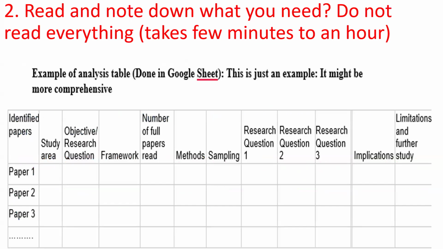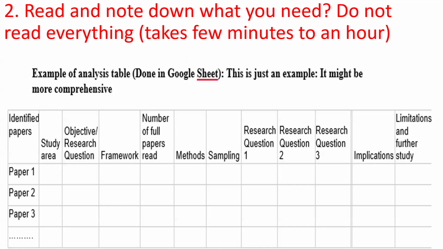Number one is screening. Number two, now you screened it, you find it relevant. After looking at the topic, abstract, objective, introduction, you find it important in 1-3 minutes. Now just make a table. What are the things you need to take out from the paper? For example, what is the objective? What is the study area? What is the framework applied? How many people were surveyed? What is the method used? What is the sampling used? What was the research question? What is the implication? What was the finding in terms of the research question? What are the limitations? What further study needs to be done? Whatever you need, take it out from the paper.